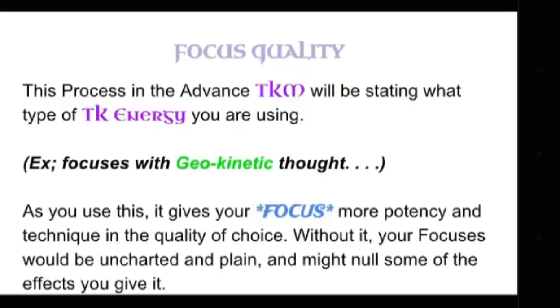For example, say I want to control plants. I'll give a simple example. Say I want to control plants and I'm just using a plain uncharted energy. It has no title, it's just energy, any type of energy. It would be more potent if I use a type of energy designed for plants, which would be a geokinetic energy.